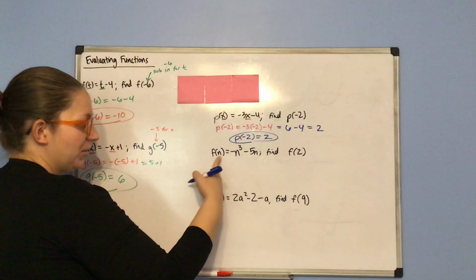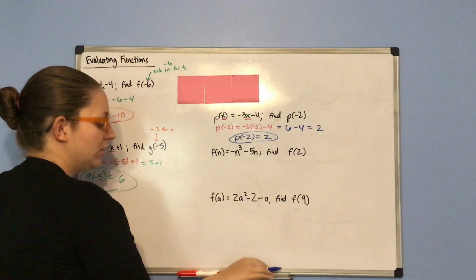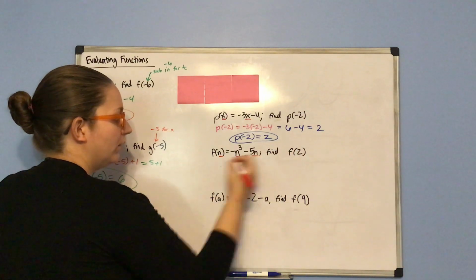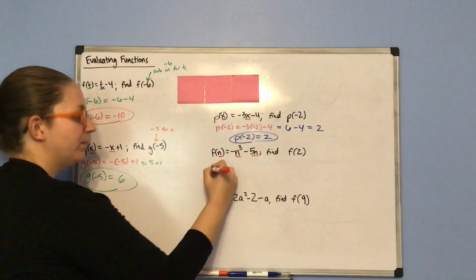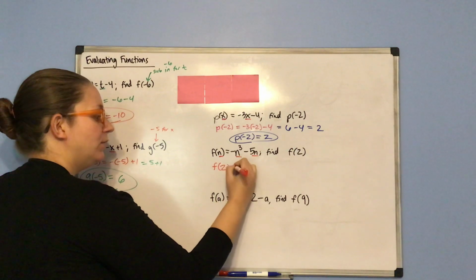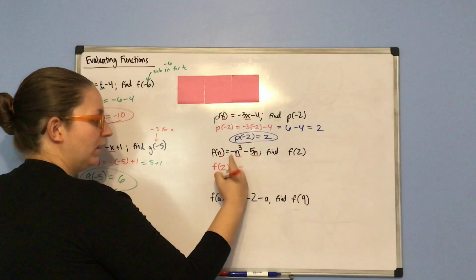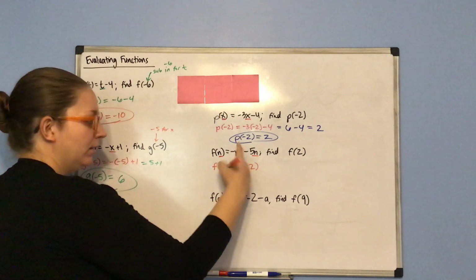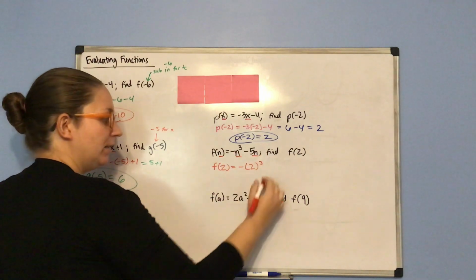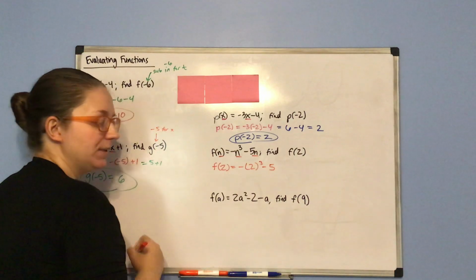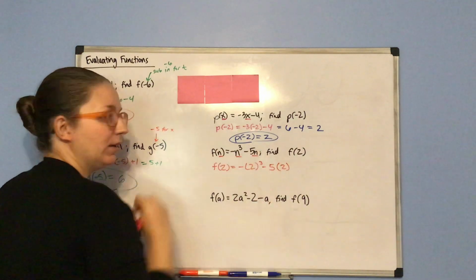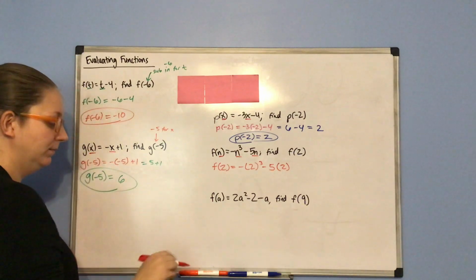Notice with this one, there's a lot of n's. So I'm going to have to put that 2 in for all of those n's. We'll just be really careful there. So if I'm finding f of 2, negative in front stays the same. Parentheses around the number you're plugging in. Third power stays the same. Minus 5 stays the same. Once again, when I plug in n, I put 2 in parentheses.